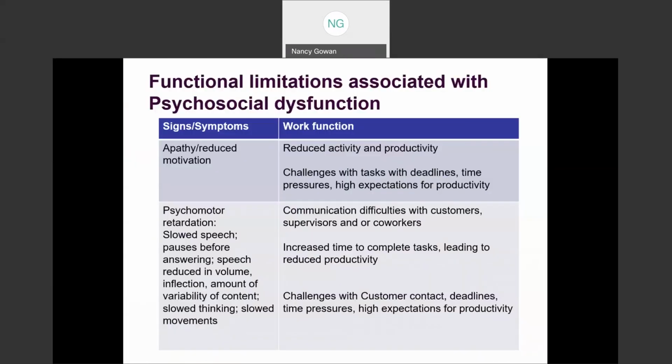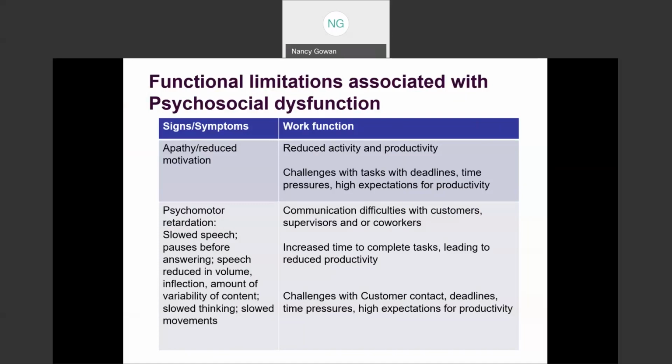For example, there might be functional limitations that show up as a result of psychosocial dysfunction. Someone is apathetic or has reduced motivation. How that might apply to work function is we might see a reduced level of activity or productivity in the workplace. Challenges with tasks that have deadlines, pressures, high expectations for productivity.